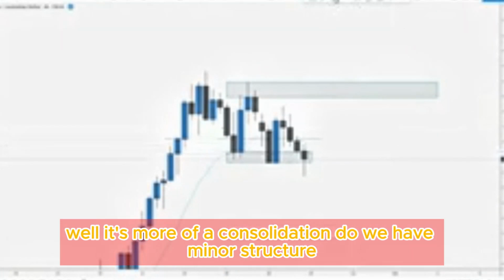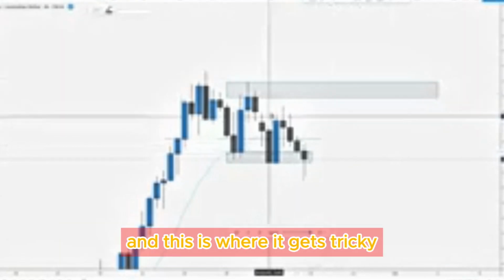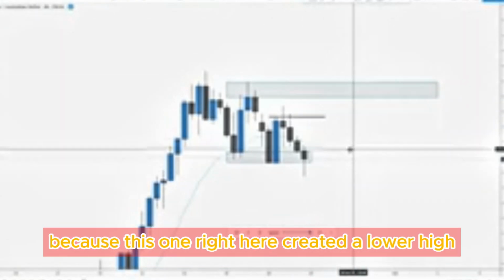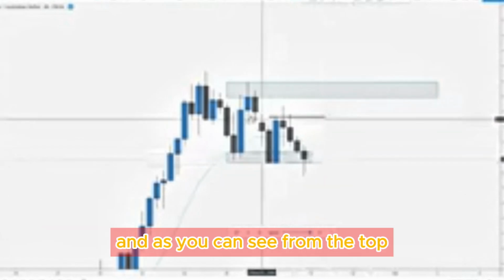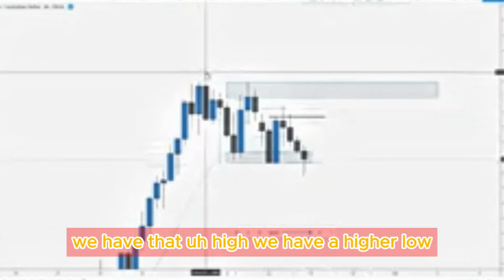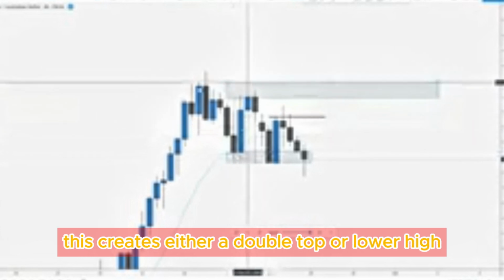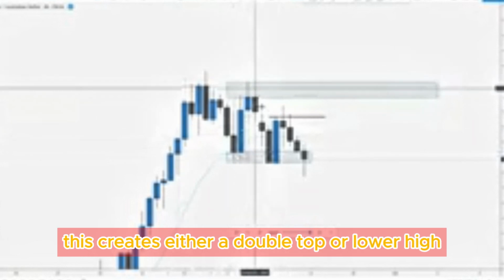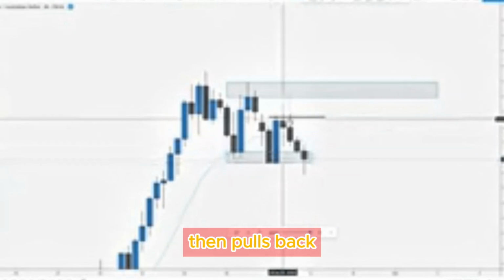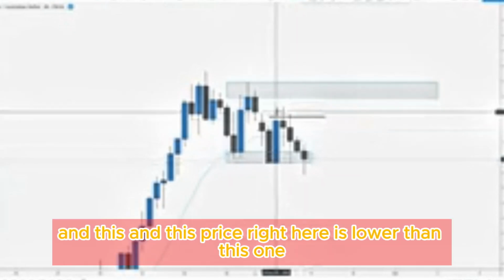Do we have minor structure? Yes, we do. And this is where it gets tricky because this one right here created a lower high. And as you can see from the top, we have that high. We have a higher low. Perfect. Then the market fails to break above. This creates either a double top or a lower high. Then the market pushes lower, then pulls back. And this price right here is lower than this one.